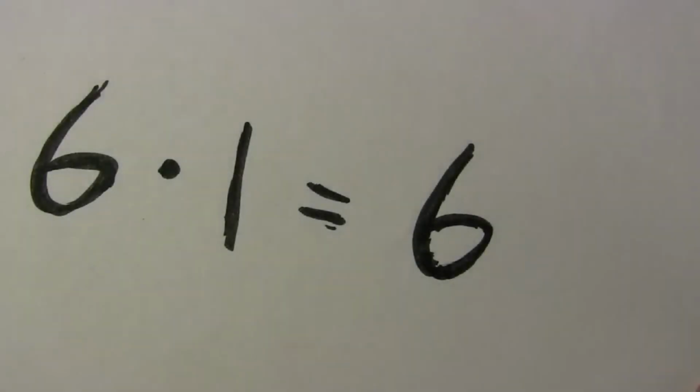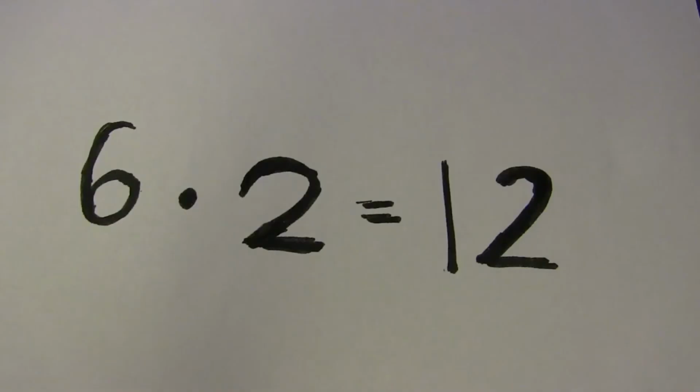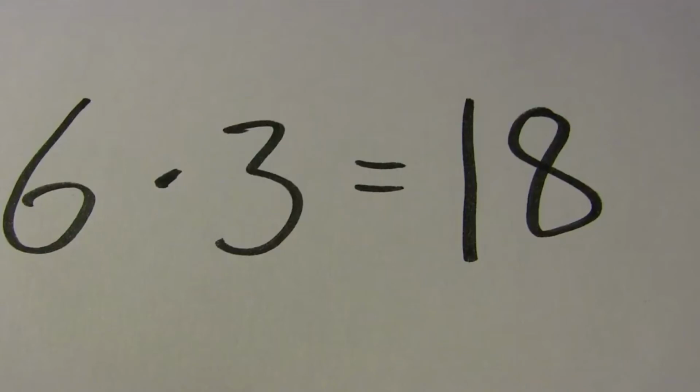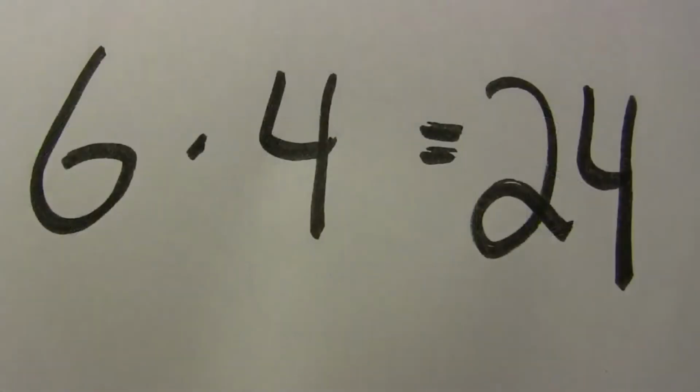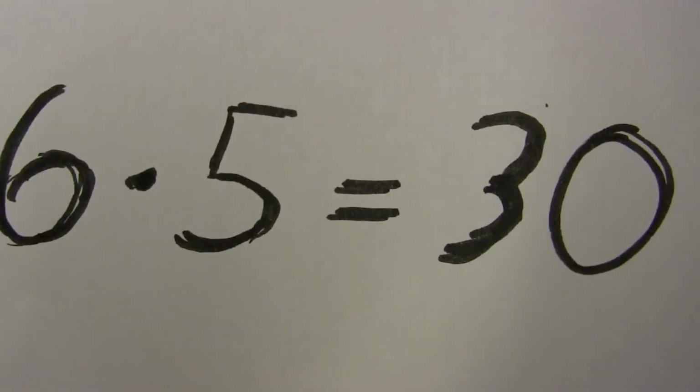6 times 1 is 6. 6 times 2 is 12. 6 times 3 is 18. 6 times 4 is 24. 6 times 5 is 30.